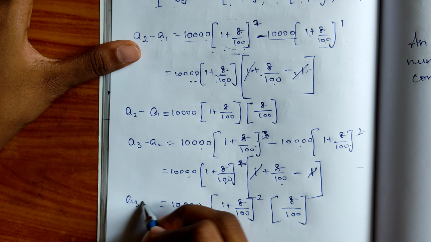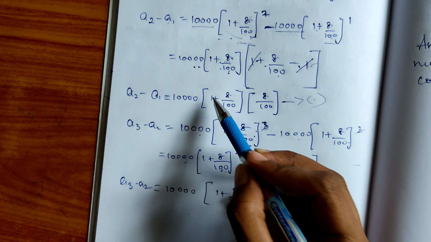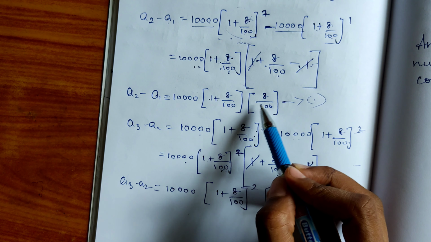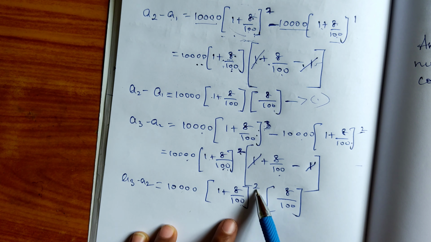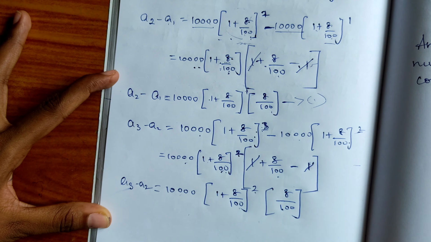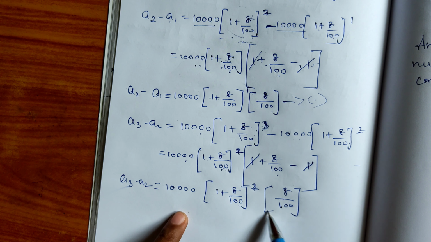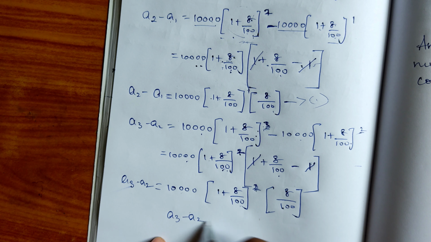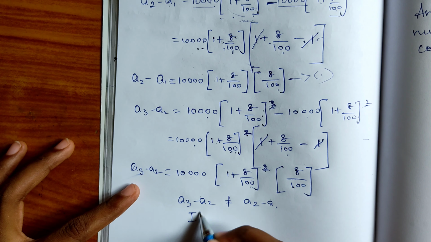So this is A3 minus A2. See, A2 minus A1 we got as 10,000 into 1 plus 8 by 100 into 8 by 100. A3 minus A2 is 10,000 into 1 plus 8 by 100 squared into 8 by 100. So these two are not equal. Here we have it only once, but here it is squared, so it is more than that. A3 minus A2 is not equal to A2 minus A1. It means it does not form an AP.